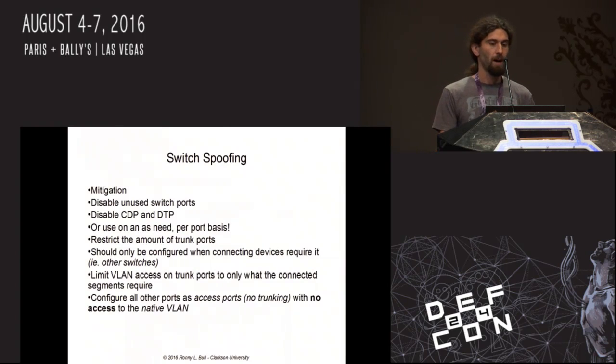Okay, so mitigation. In the physical world, you just disable unused switch ports. Don't give access to people to actually get connected to those ports. Disable CDP and DTP, or use it on an as-need basis for those ports that you really need it set up on. Restrict the amount of trunk ports. You don't just want to have ports set up to be trunks if you don't need them.